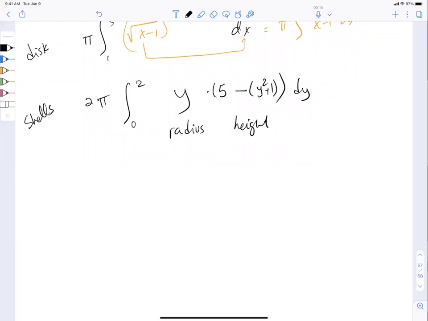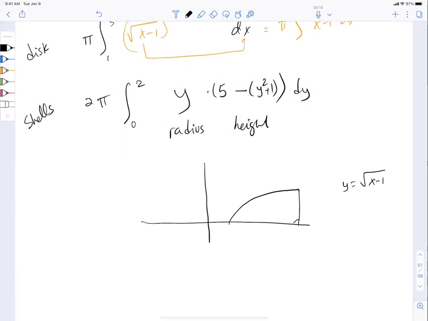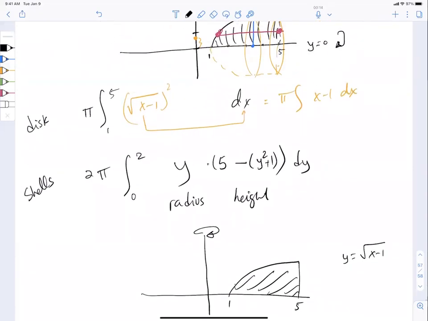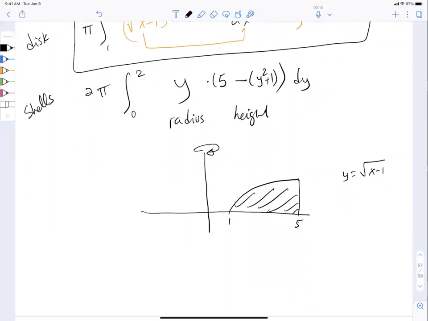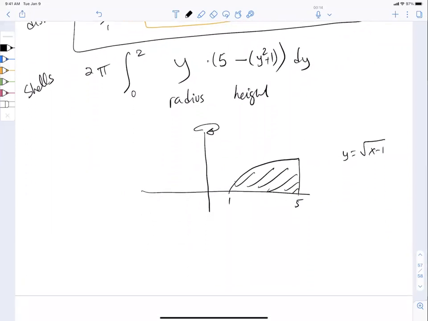Now let's make this more exciting. So again, same function, y equal to square root of x minus 1, the same region, x equal to 5, x equal to 1. And now let's rotate it about the y. Again, this is not the problem. The problem was just the first part of it. This was the answer to the question, but I'm just doing other cases to show you guys how to approach this.